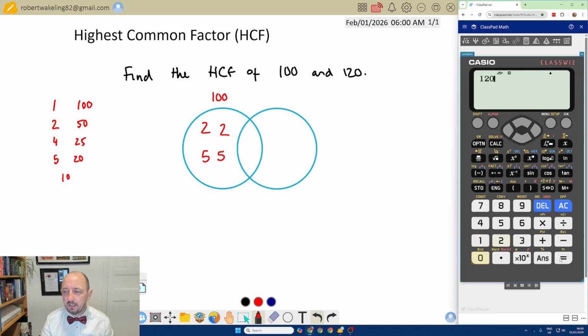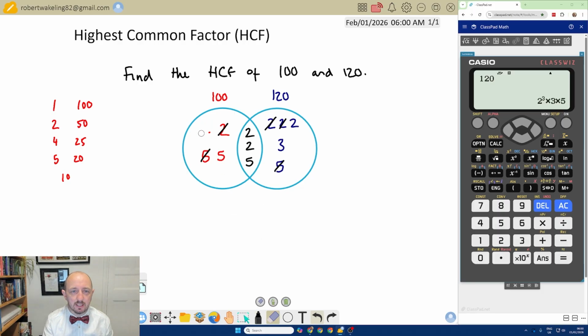And 120 equals shift fact. We've got 2 cubed, so 2, 2, 2, 3, and 5. Yes, there we go. That's our 120 circle. And then in the exam, you would pair these up, cross them out, and put them in the middle. We've got a pair of 2s that goes in the middle, and then another pair of 2s, and a pair of 5s, so they go in the middle.